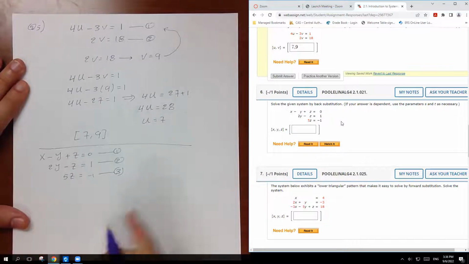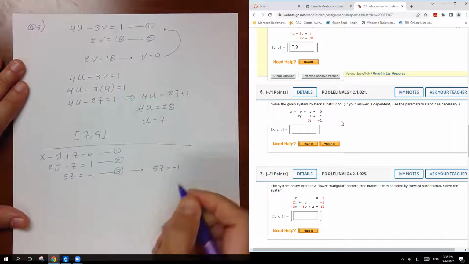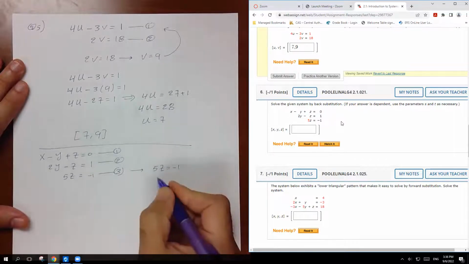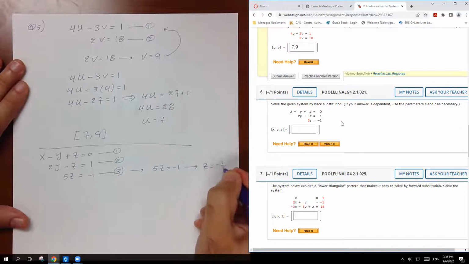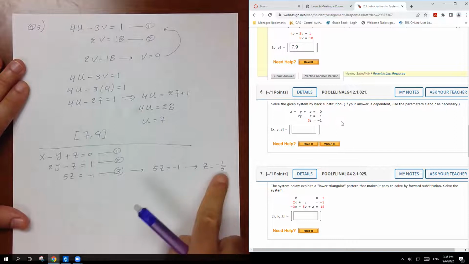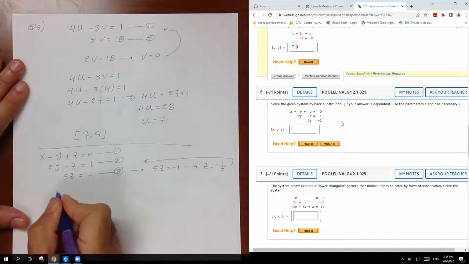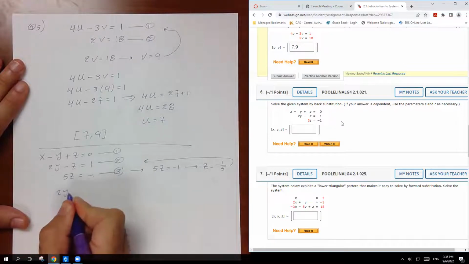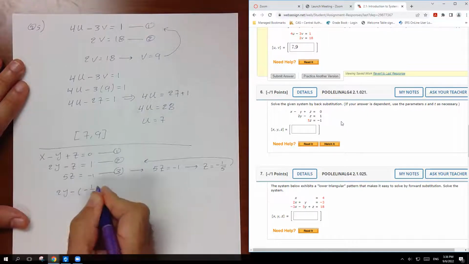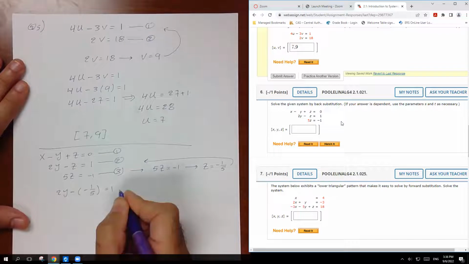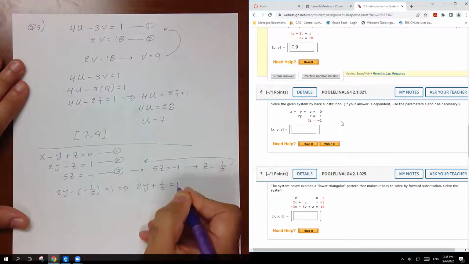So now I'm going to solve number 3 because this is the easiest one. So 5z equals -1. That means I'm going to divide both sides by 5. So z is going to be equal to -1/5. Now I'm going to substitute this into the second one. So I'm going to say 2y minus z, which is -1/5, equals 1. So it's going to be 2y plus 1/5 equals 1.